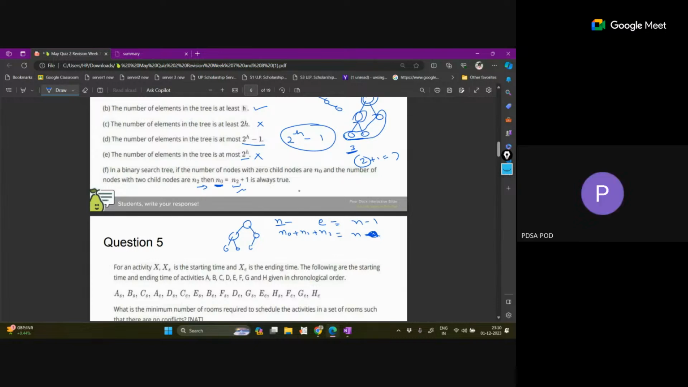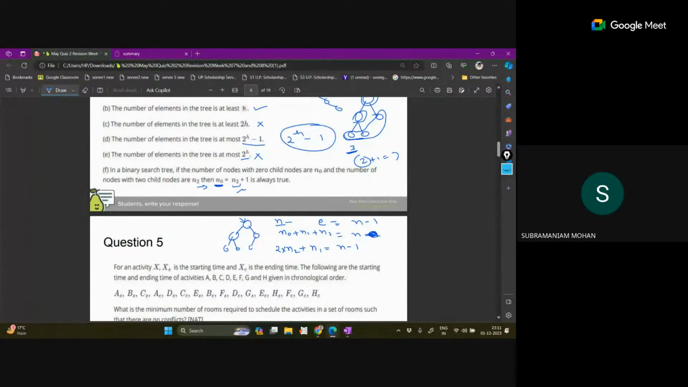Now, if you see the tree structure, a node with two children will always be connected with two edges below it. A node with one child will always be connected with one edge. A node with zero children will connect with zero edges. So we can write it this way: 2 times n2 plus n1 equals n minus 1.